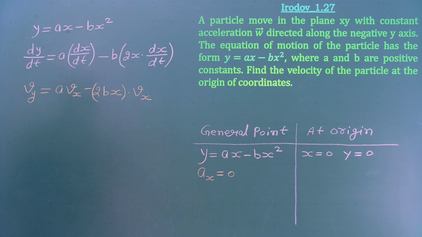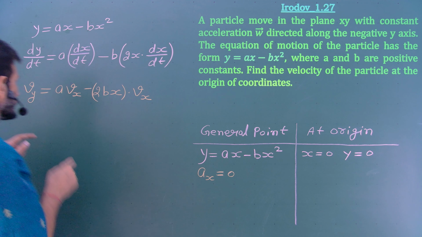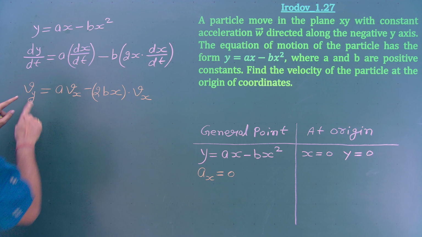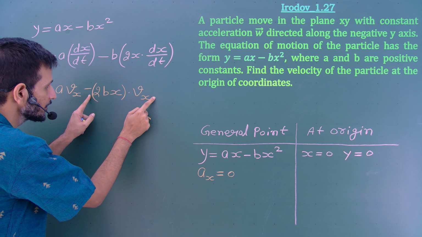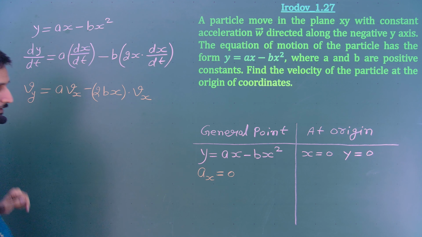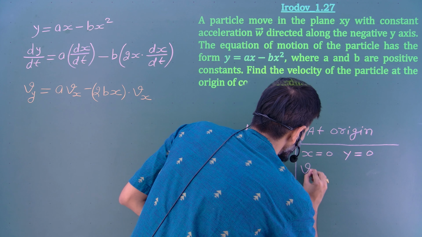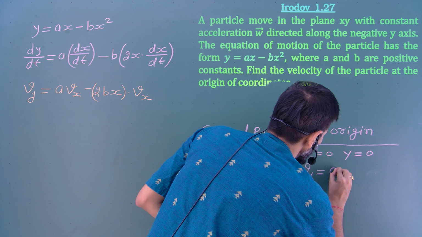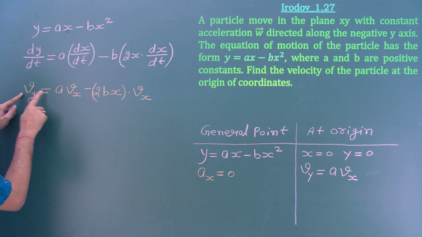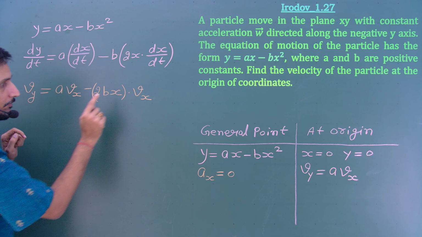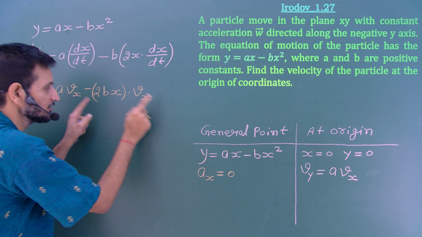Okay, so this is the point. Now I have to calculate velocity at the origin. At origin means when x is 0 and y is 0. So let me put x is 0 and y is 0. There is no y, but there is an x. So when x is 0, this part will become 0. So at origin, I get vy must be equal to a into vx. At origin, vy should be equal to a into vx because when I put x 0, this part is 0.